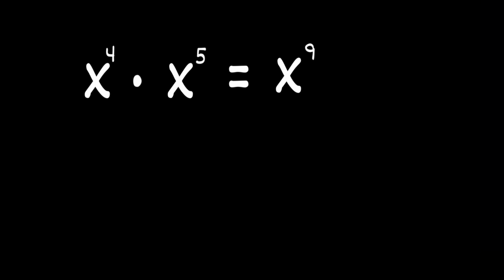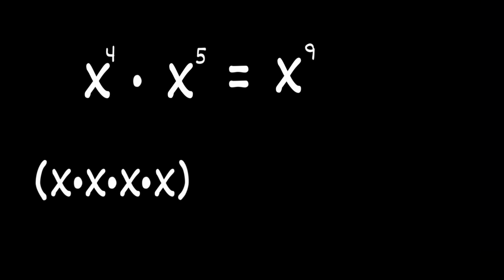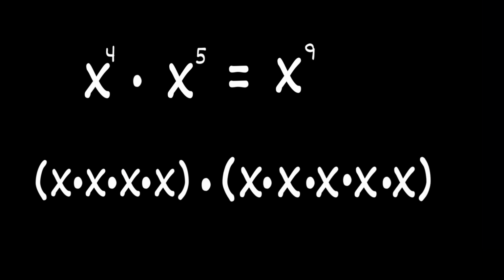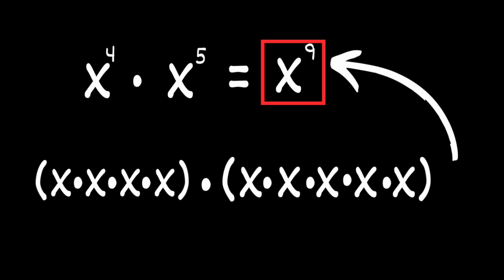X to the fourth is basically multiplying 4 x variables together, and x to the fifth is equivalent to multiplying 5 x variables together. So in total, you're multiplying 9 x variables together, and so that's why it is equal to x to the ninth.